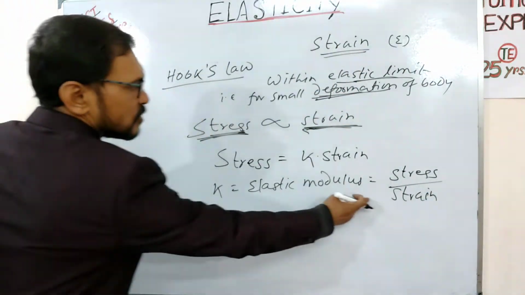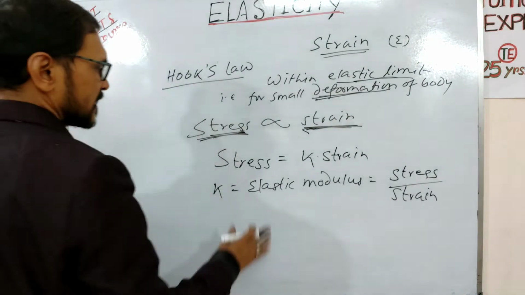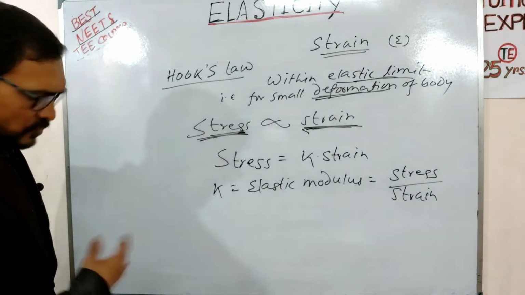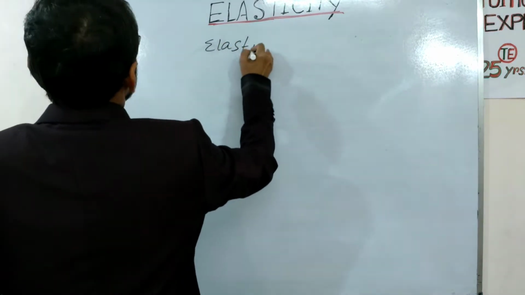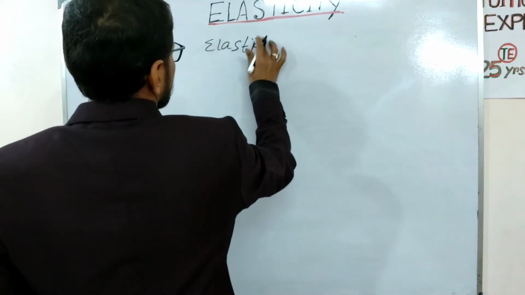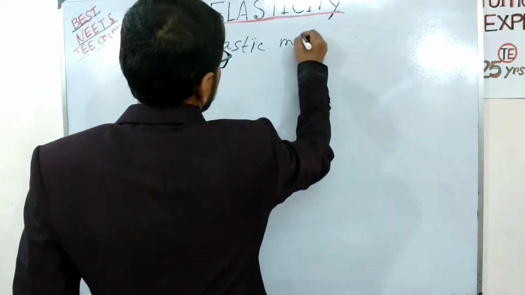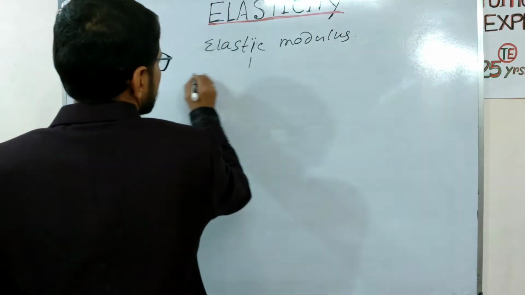So elastic modulus equals stress by strain. Now there are three types of elastic modulus. We will study three types of elastic modulus: Young modulus, bulk modulus, and modulus of rigidity.